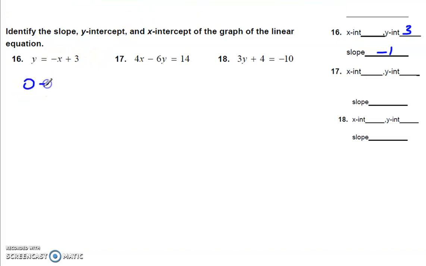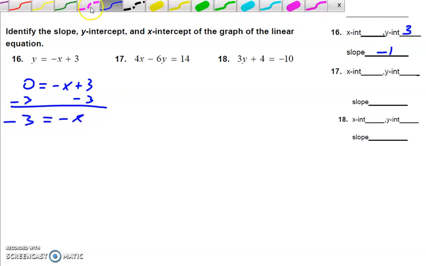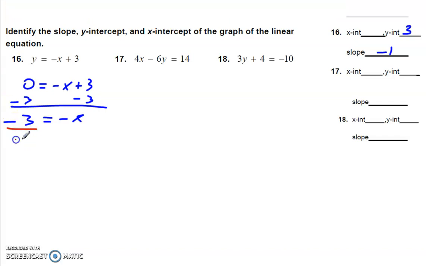So we have 0 is equal to -x plus 3. Subtract 3 from each side. -3 is equal to -x. Divide by -1. And then +3 is equal to x. So the x-intercept is +3.